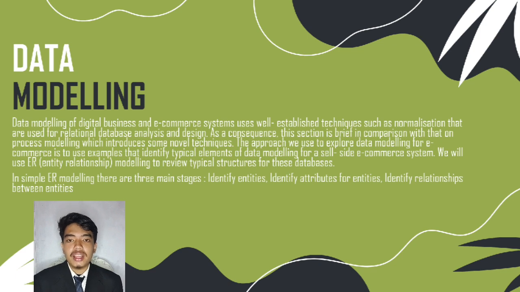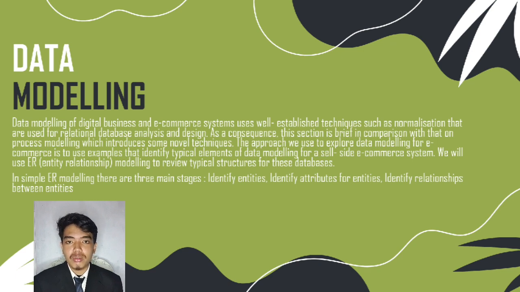Entities are typically represented as rectangle in an ER diagram. Second, identify attributes for entities. Once you've identified your entities, the next step is to specify the characteristics or properties that describe its entity. These characteristics are called attributes. Attributes are like the details or information you want to store about its entity.